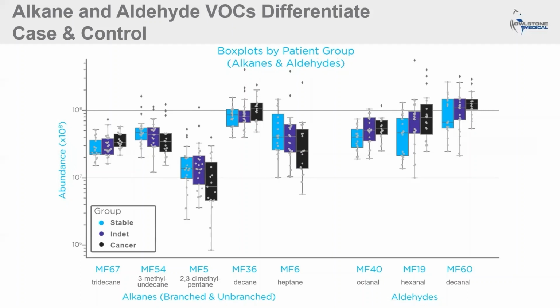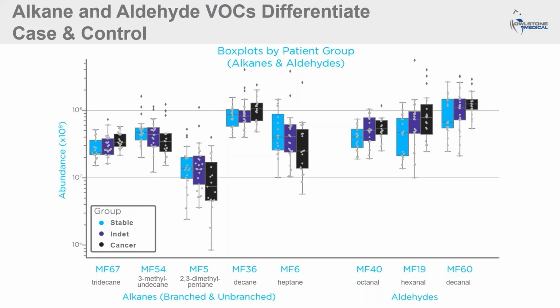We speculate that the higher metabolic output of cancer cells drives an increase in reactive oxygen species production, resulting in an increase in oxidative stress and subsequent lipid peroxidation. As mentioned earlier, many of these lipid peroxidation products are volatile compounds that can be measured on breath.